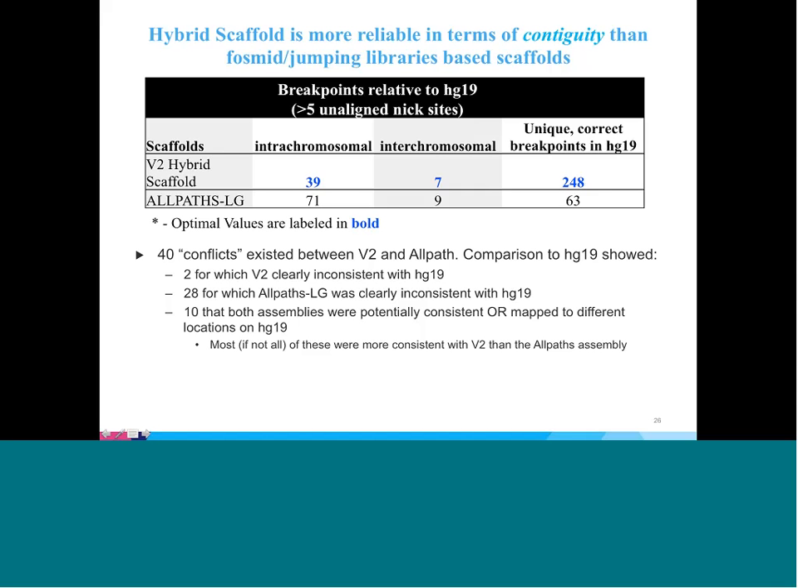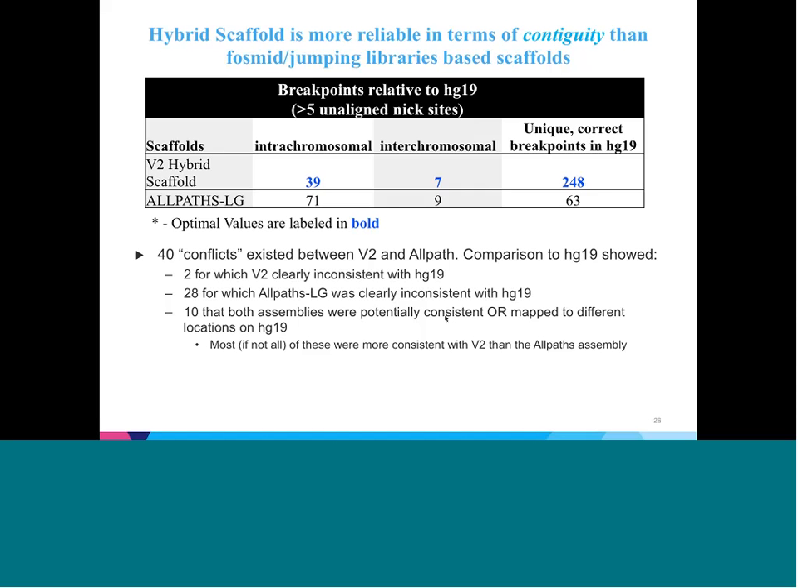So lastly, we want to look at the conflicts between the two assemblies. So these are regions that AllPaths and our V2 assembly disagreed with each other when you align the two contig sets to each other. So there's 2 of these where the V2 was clearly inconsistent. So AllPaths was right and we were clearly wrong. There's 28 where the AllPaths was clearly inconsistent. And there's 10 in which both assemblies were potentially consistent, or they map to different locations. But this is potentially cases of structural variation where we're finding 2 different haplotypes.